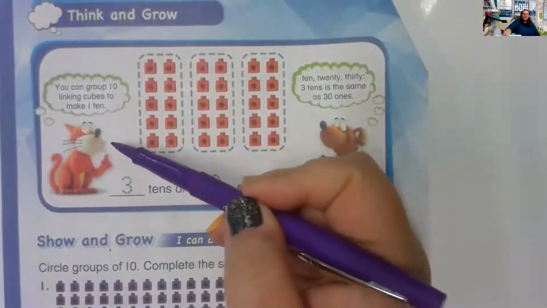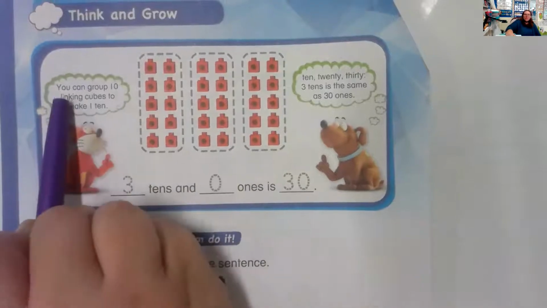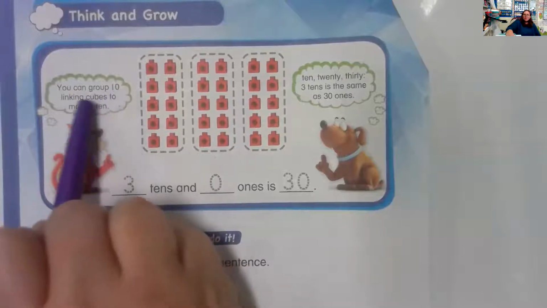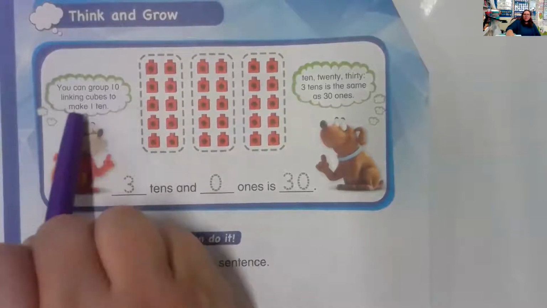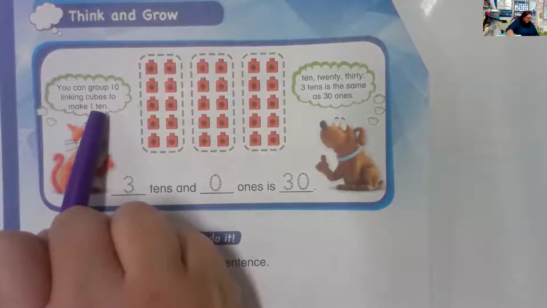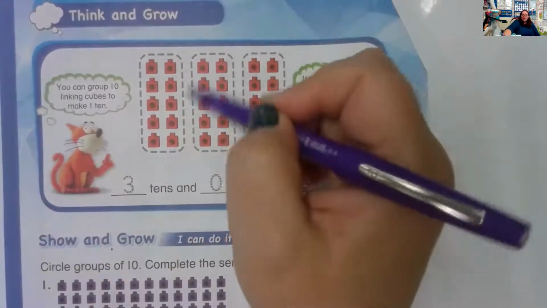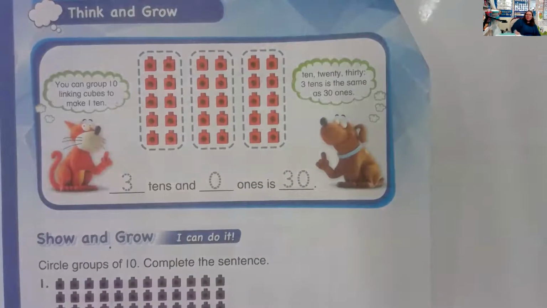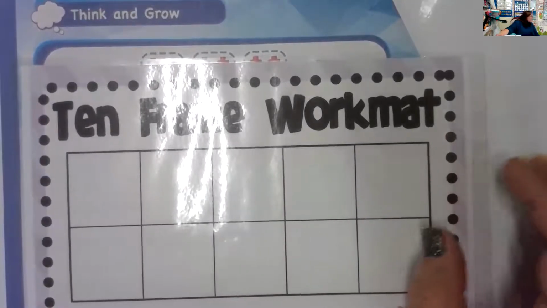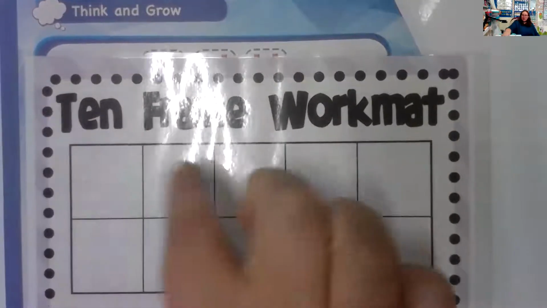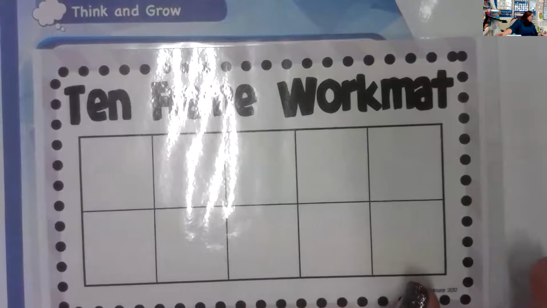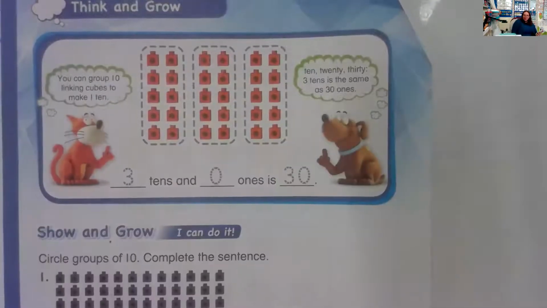All right. So our kitty cat friend says, what does our cat friend say? You can group 10 linking cubes to make 1 ten. Well, we totally knew that, didn't we? So if we set out on our 10 frame, like what we did earlier, and I call them towers of 10. You can make your tower of 10, lay them all out, and then they link together. That's why they're called linking cubes. Whoa. And then you make a tower of 10.